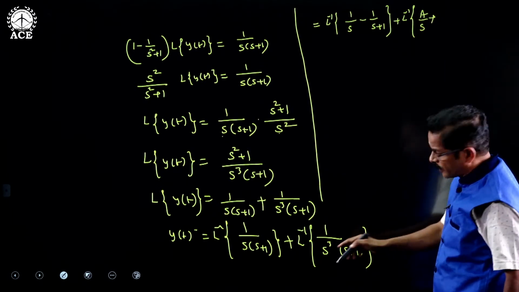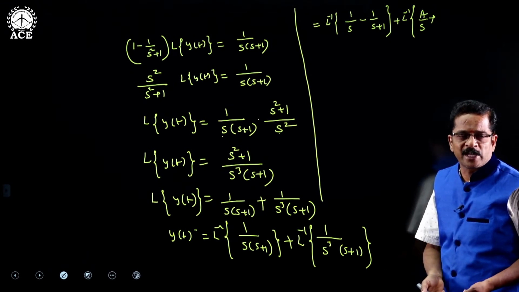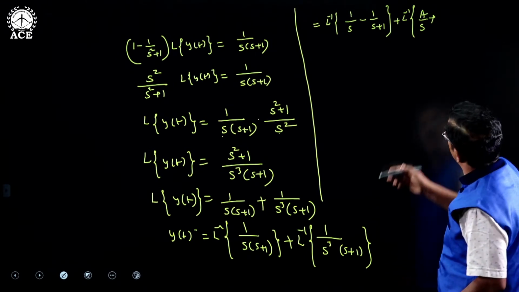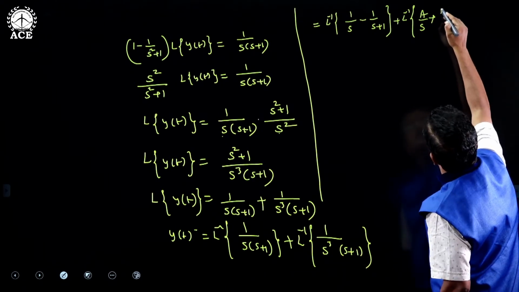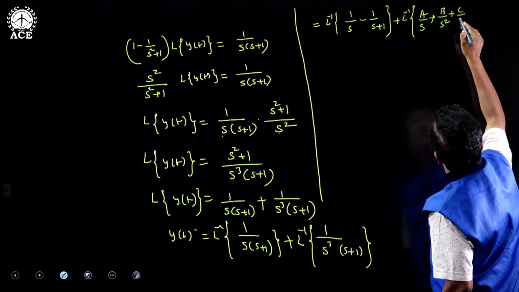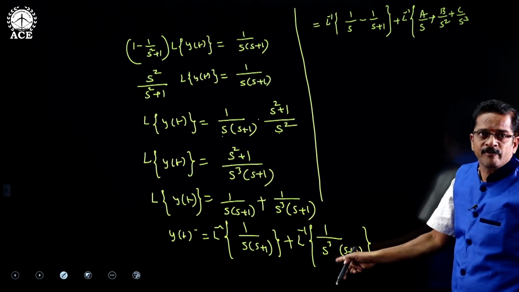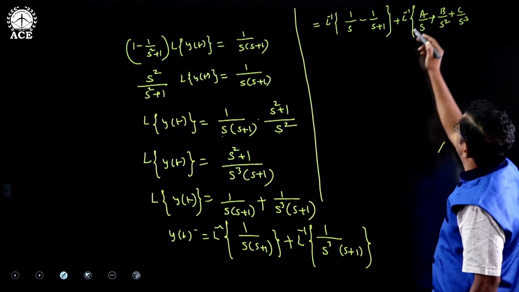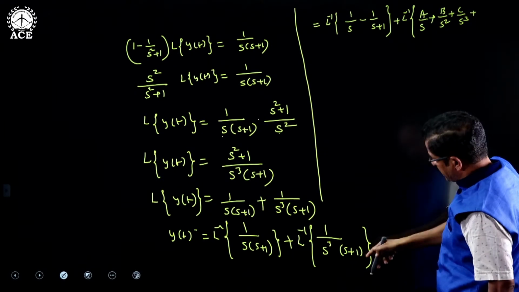As I said, the rules for decomposition of fractions, as s cube is there, so a by s, b by s square and c by s cube. This is the linear term with repetition. S cube is a linear term with repetition. So I am taking a by s plus b by s square plus c by s cube plus d by s plus 1.